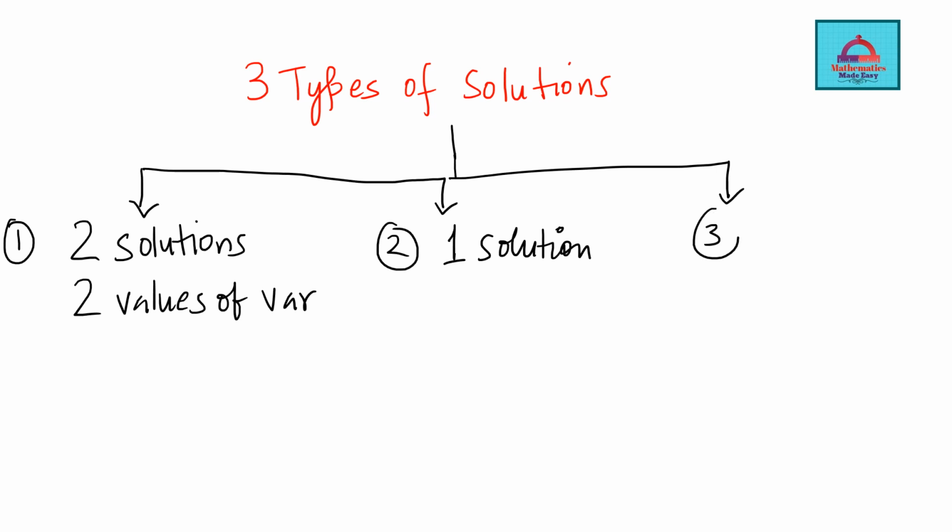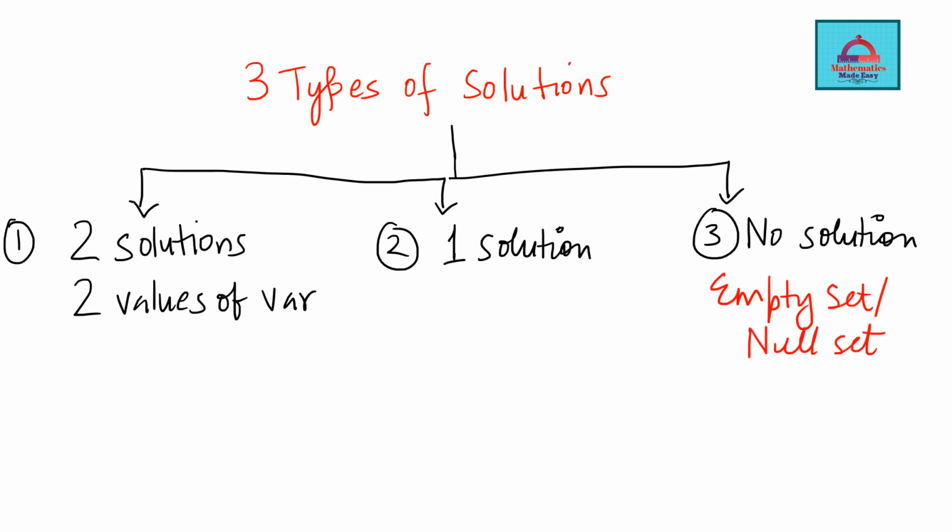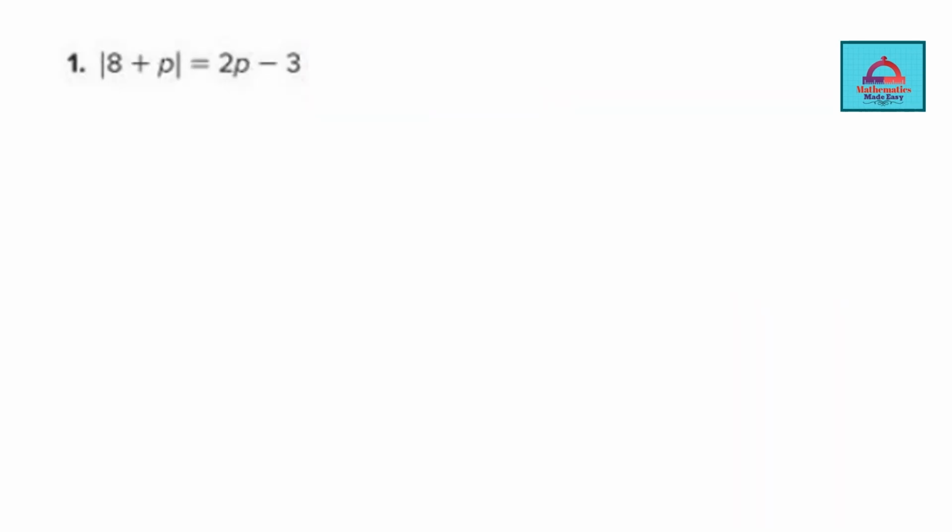And the last is no solution. That means there is no solution to the given absolute value equation. In that case, we can give the solution set to be the empty set, also called the null set. So you will give your solution set as this. This is called phi, and it is a Greek symbol to denote an empty or null set, which means there is going to be no solution to the given absolute value equation. Let's now solve the first equation and see what category of solution we get.